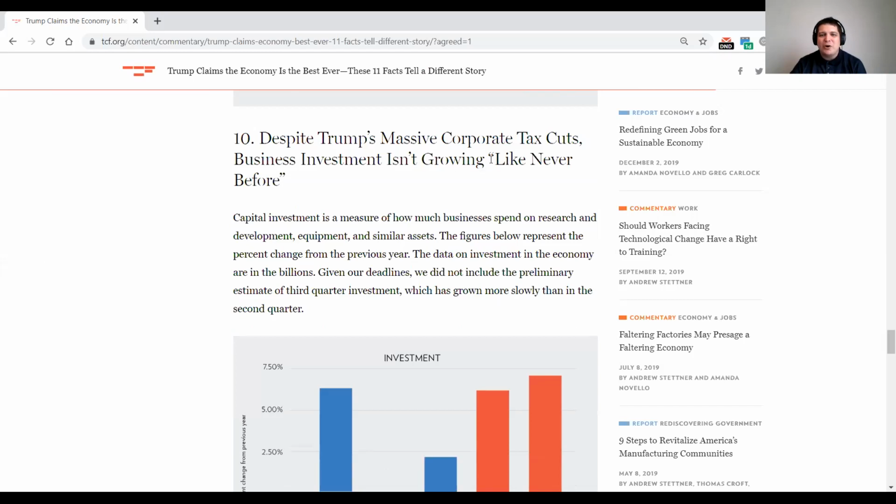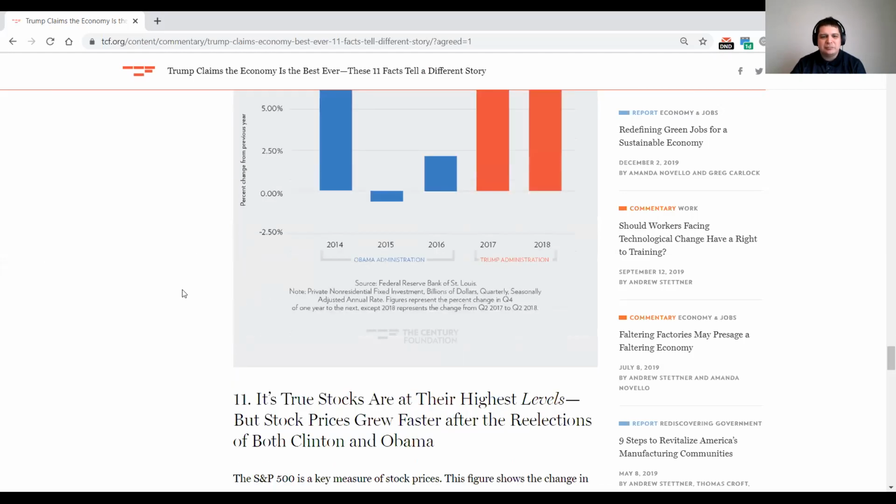They bring in a direct quote here, growing like never before. This is Trump's words, of course. And they say, despite these massive corporate tax cuts, business investment isn't growing like never before.